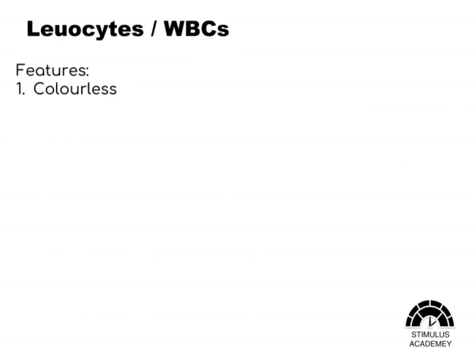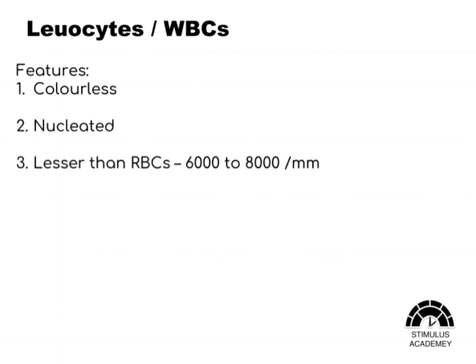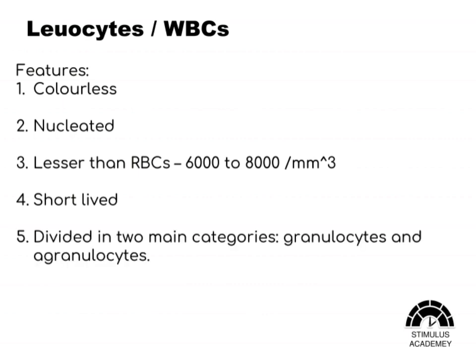Now come to WBCs. These are colorless, nucleated, and lesser in count than RBCs, that is, 6,000 to 8,000 per cubic millimeter of blood. These are short-lived, divided into two main categories, granulocytes and agranulocytes. We have seen the mnemonic B, A and N and G: B for basophils, A for acidophils and N for neutrophils, and G for granulocytes. And agranulocytes are monocytes and lymphocytes.